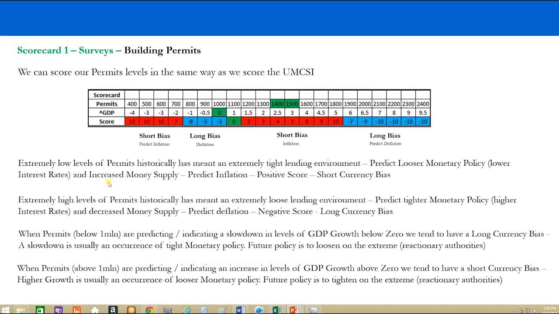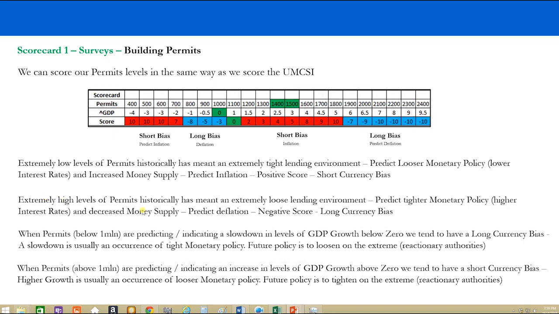And extremely low levels of permits historically have meant a really extremely tight lending environment and deflationary conditions. And the extreme situation, similar to the UMCSI, means that in terms of our predictions for the future, we're predicting that we'll get looser monetary policy. So perhaps looser interest rates, lower interest rates, and increased money supply. And what we do on the extremes is we're predicting inflation. So we give it a positive score and we get a short currency bias.